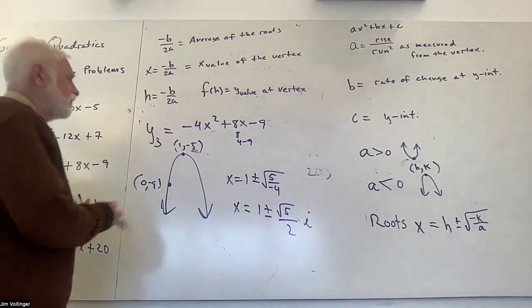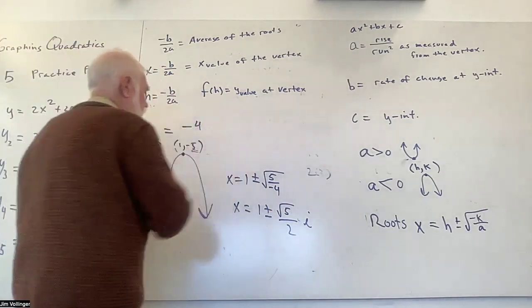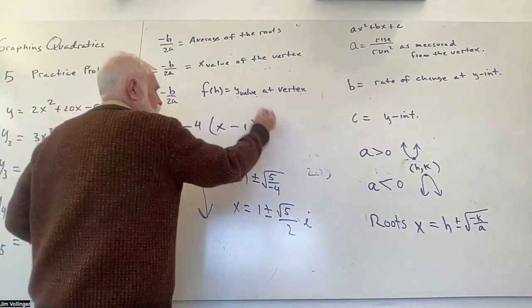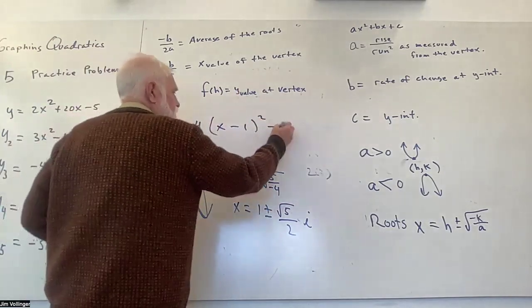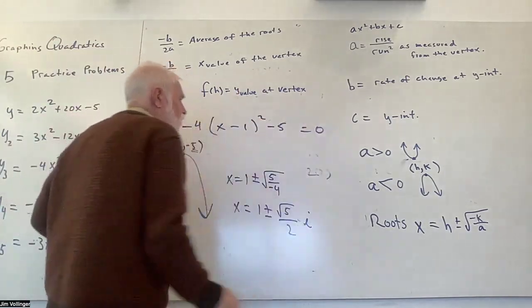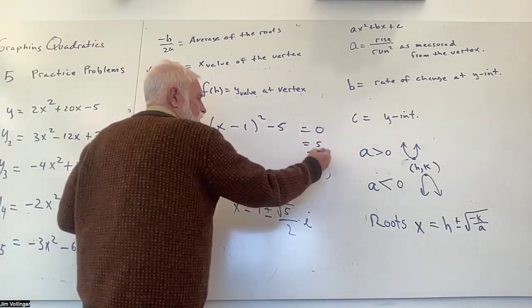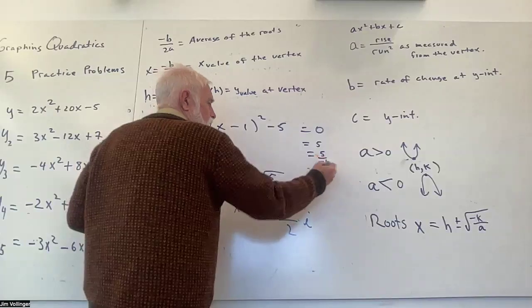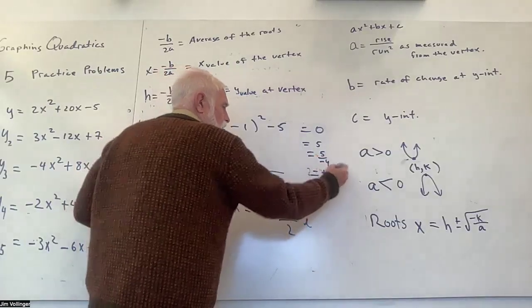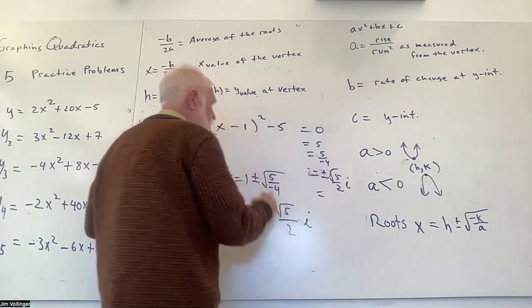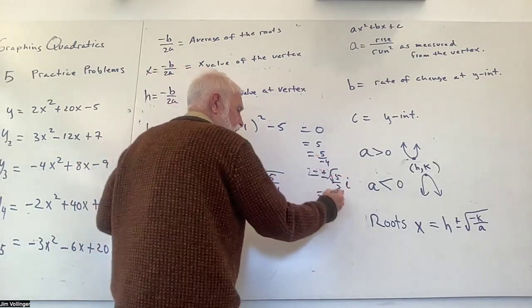And so if we put this in graphing form, we would have negative 4 times x minus 1 squared minus 5. And then if you set that to 0, you took the time to do the inverse operations, you're going to move the 5, you're going to move the negative 4, you're going to do a plus or minus square root of, which is 5 over 2 imaginary, and then you're going to bring over negative 1 and call it positive 1.